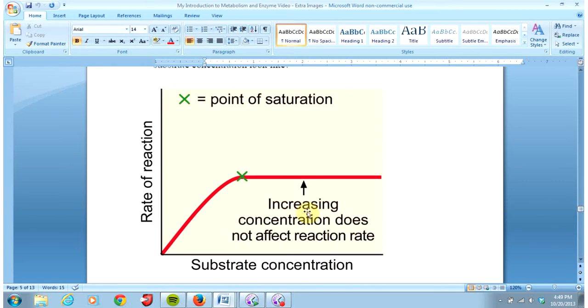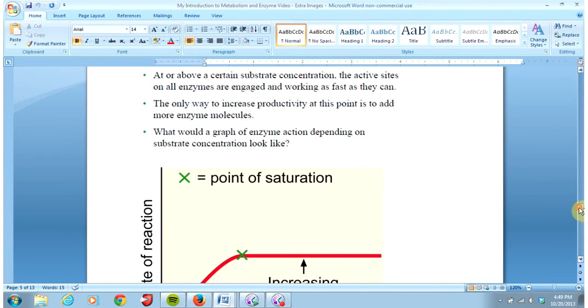So if you look at this graph here, it shows us the effect of increasing substrate concentration on the rate of reaction. As I add more substrate molecules, the rate of reaction increases until we get the point of saturation, where all of the enzyme's active sites are being used. At that point, you can still increase the rate of reaction, but you would have to add more enzyme molecules to do it.